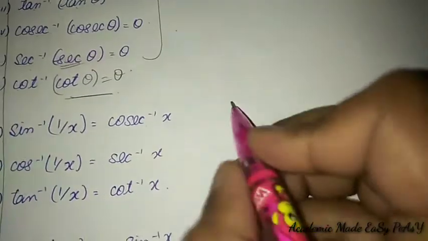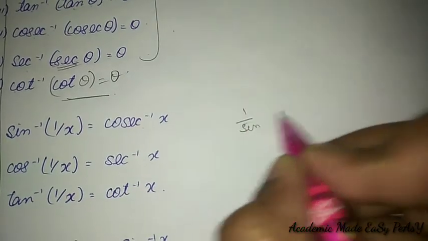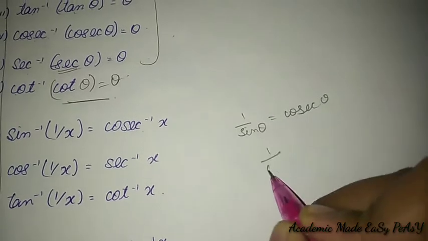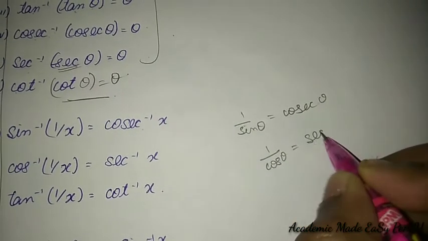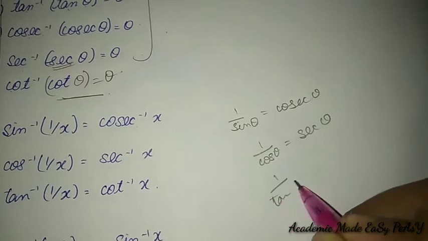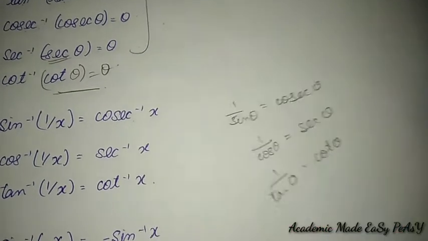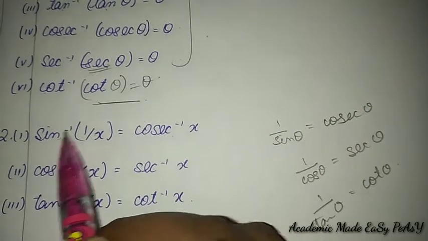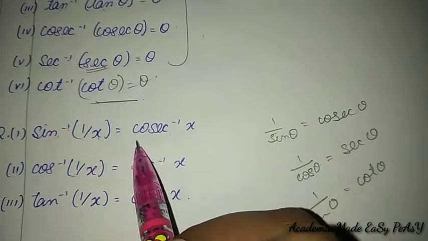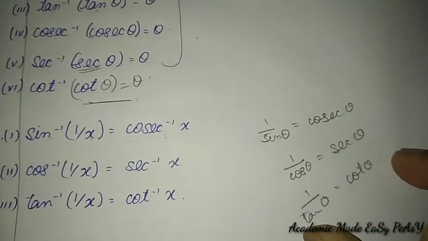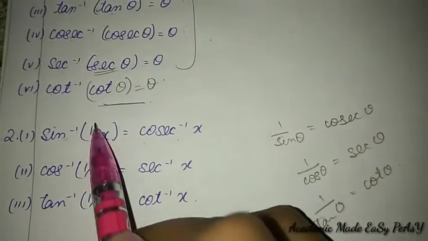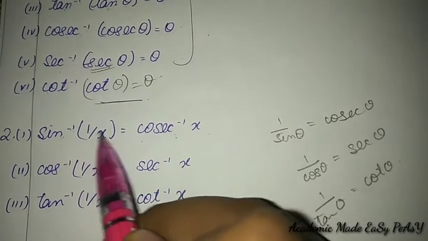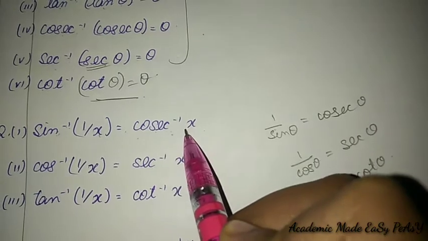We all know that 1 by sine theta is equal to cosecant theta, 1 by cos theta is equal to secant theta, and 1 by tan theta is equal to cot theta. Isn't it? The same thing is applied over here, the same concept but with 1 by x. So sine inverse of 1 by x is equal to cosecant inverse x.